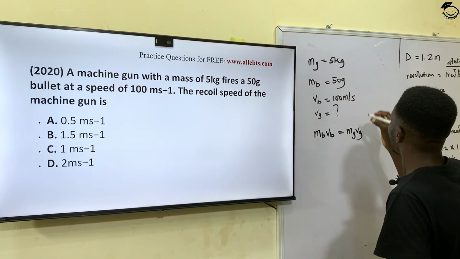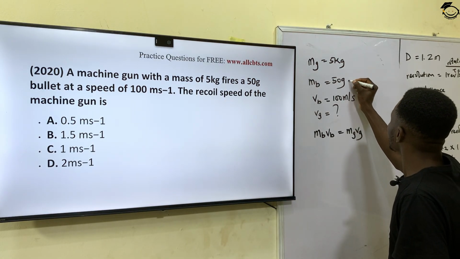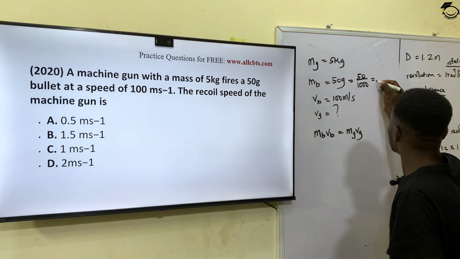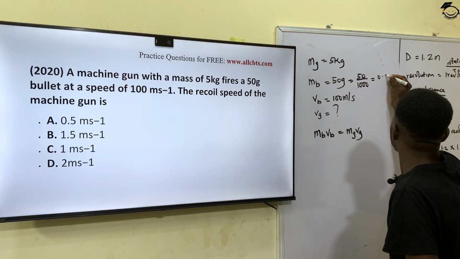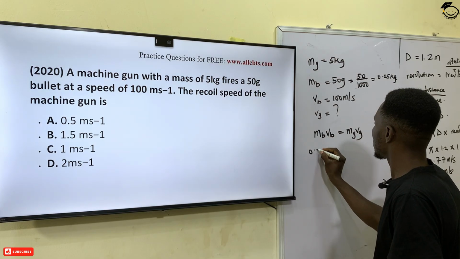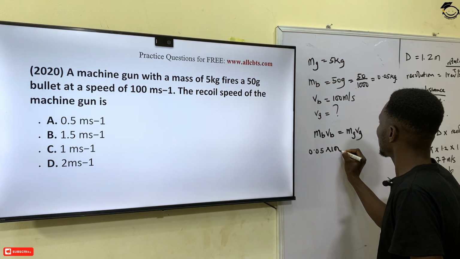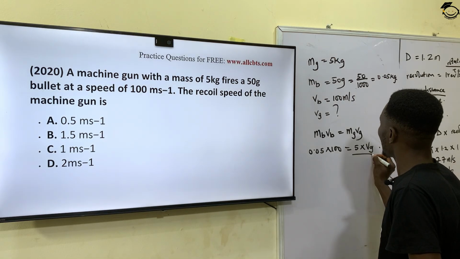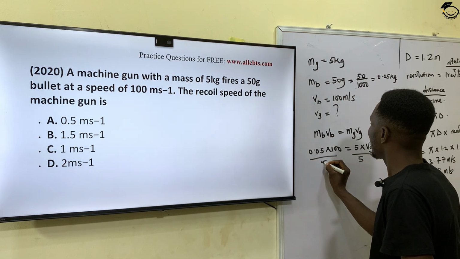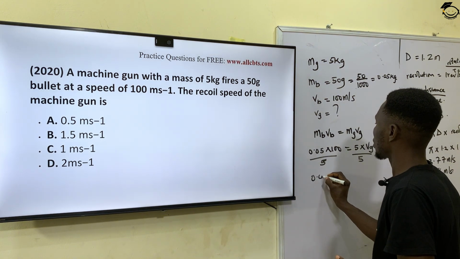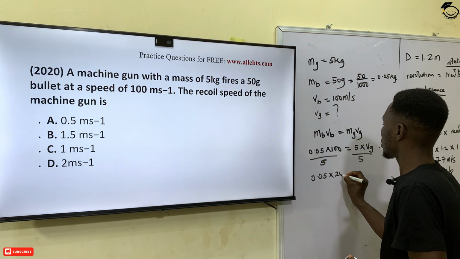So looking at this, our mass here is in grams, so we'll convert this. So this is 50 divided by 1000, and that will give me 0.05 kg. So if you input that, it means I have 0.05 times 100 is equal to 5 times the velocity of the gun. So divide both sides by 5. So this will mean that I have 0.05 times 20.